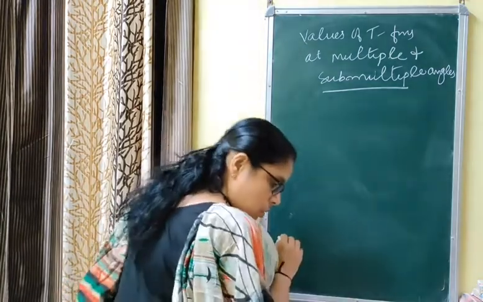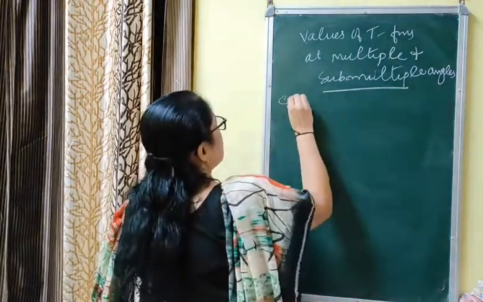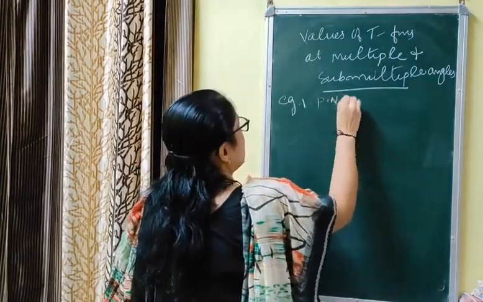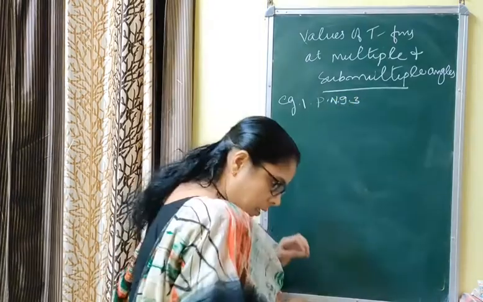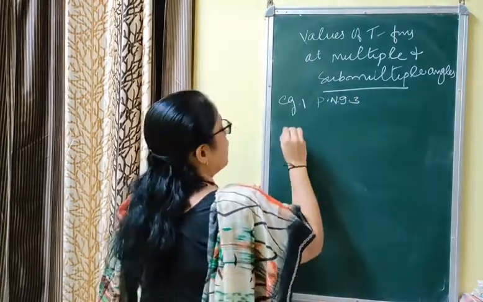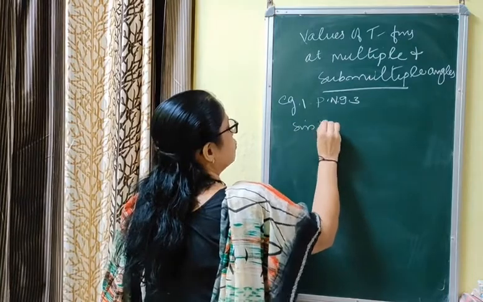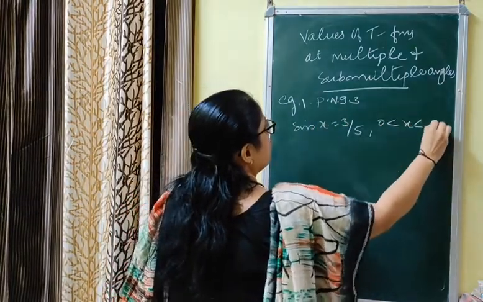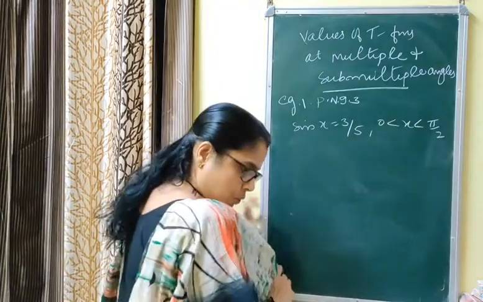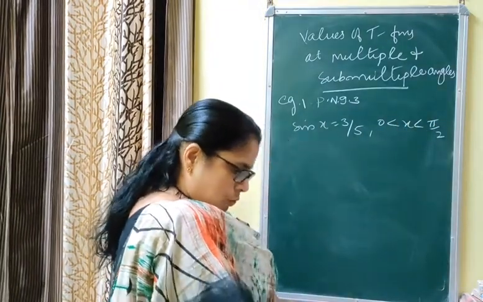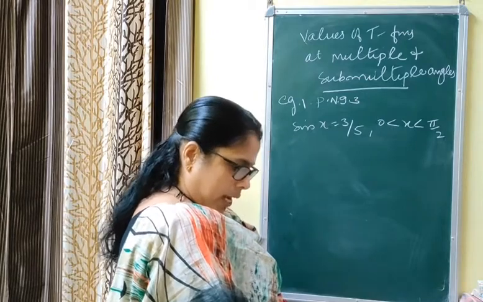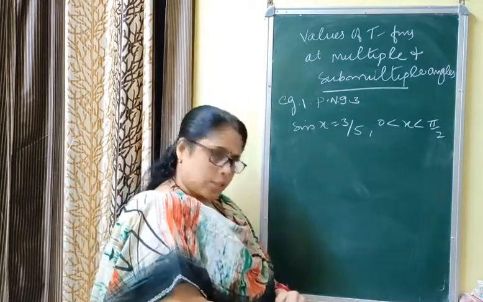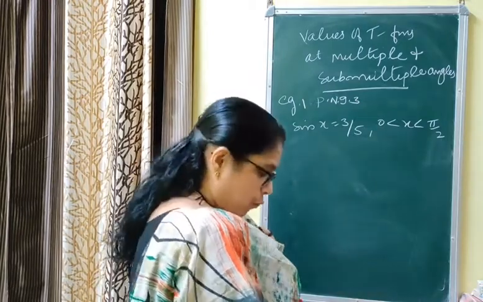I am doing the first question, example 1, page number 9.3. I am reading the question. If sin x equal to 3 by 5, 0 less than x less than pi by 2, that you are given, that means x belongs to first quadrant. Find the values of sin 2x, cos 2x and tan 2x and sin 4x. We have to find the values of sin 2x, cos 2x, tan 2x and sin 4x.